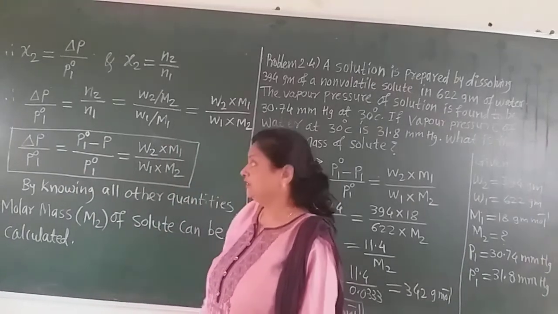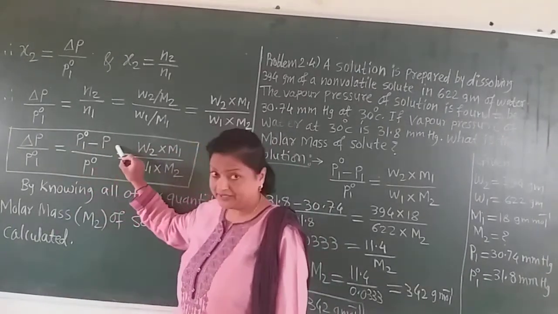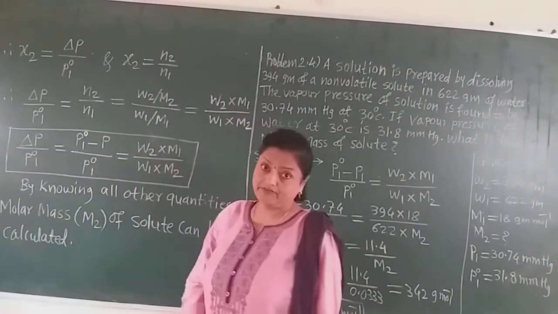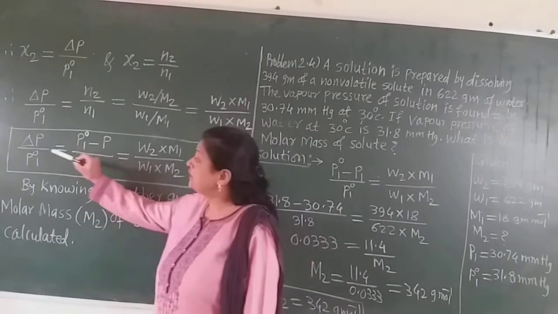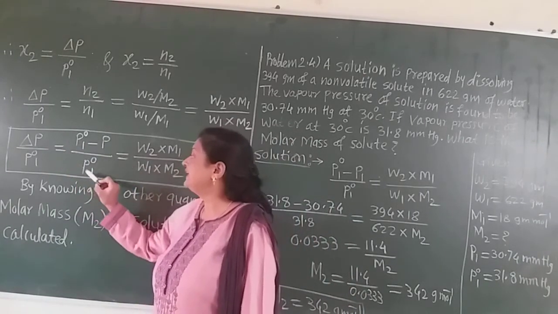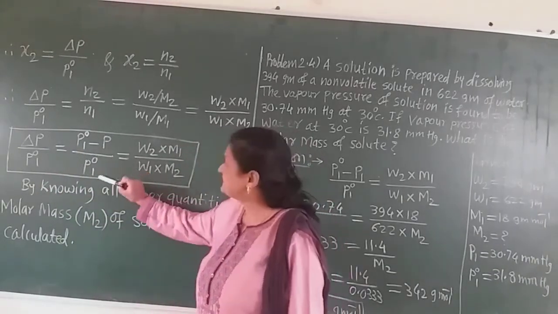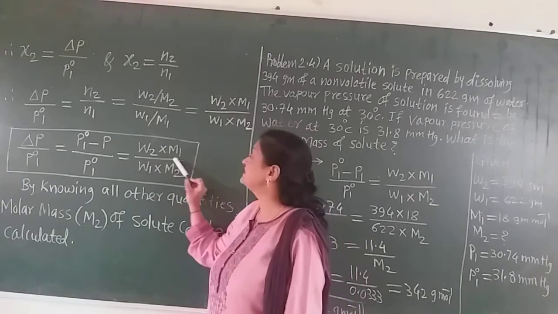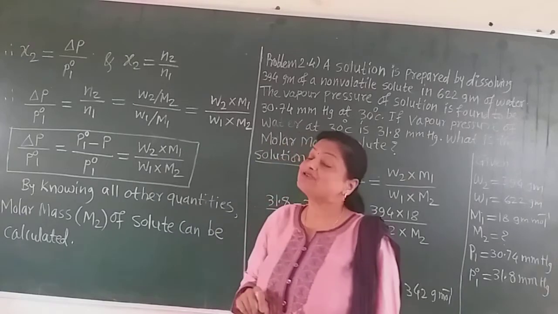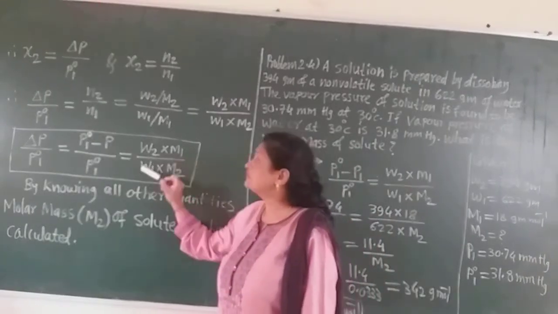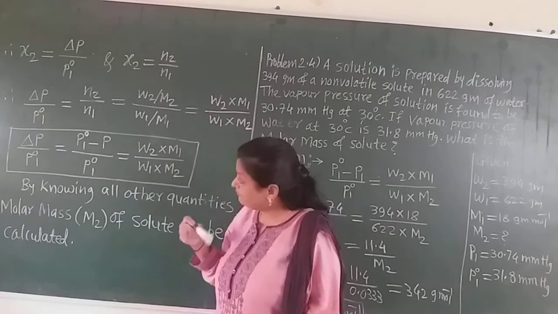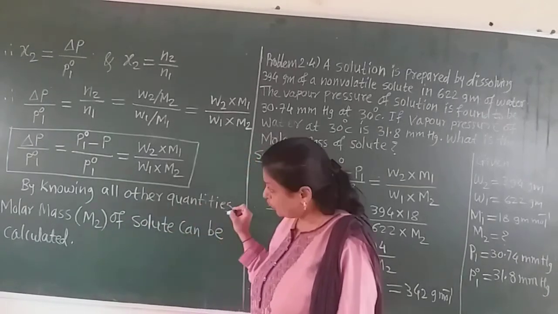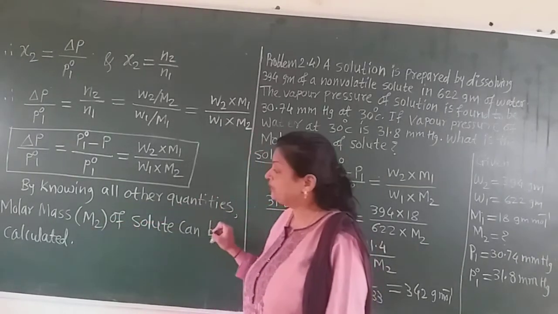Now this is the equation for the relative lowering of vapor pressure, delta P divided by P01. Delta P is nothing but P01 minus P, that is, the vapor pressure of the pure solvent minus the vapor pressure of the solution. So P01 minus P divided by P01 is equal to W2 into M1 divided by W1 into M2. Here M2 is the molar mass of the solute. So if we know all the other quantities, then we can calculate the molar mass M2 of the solute.